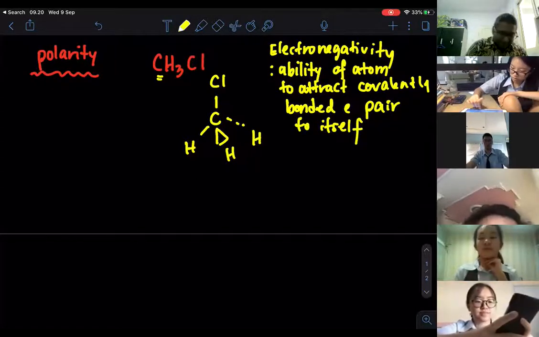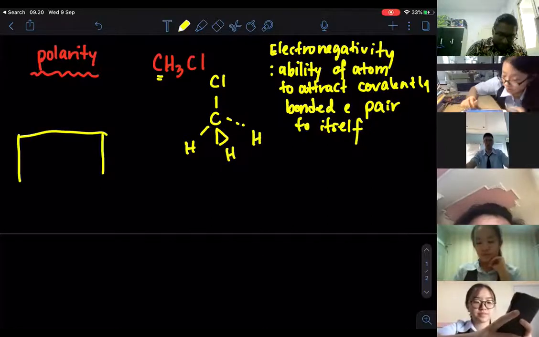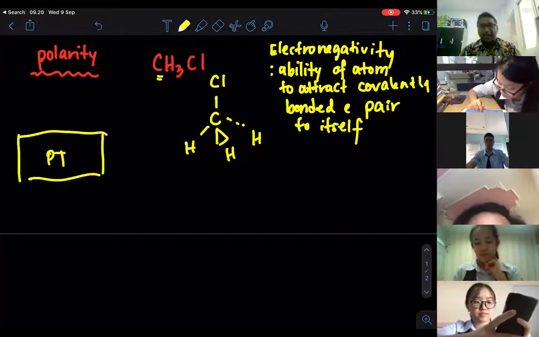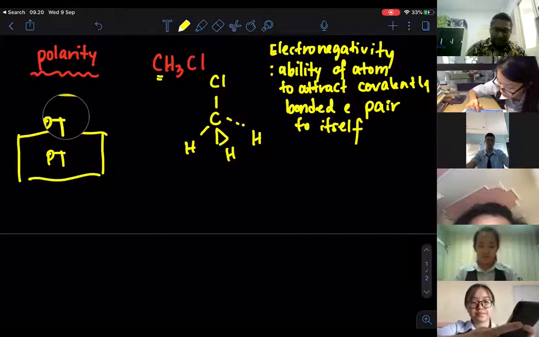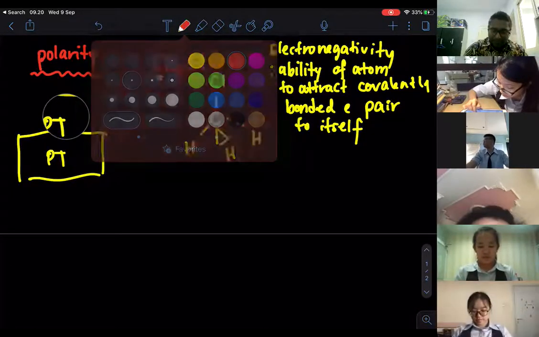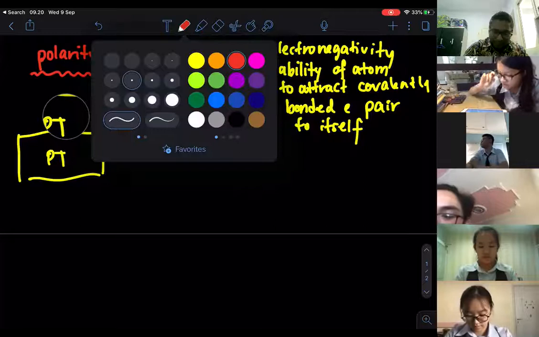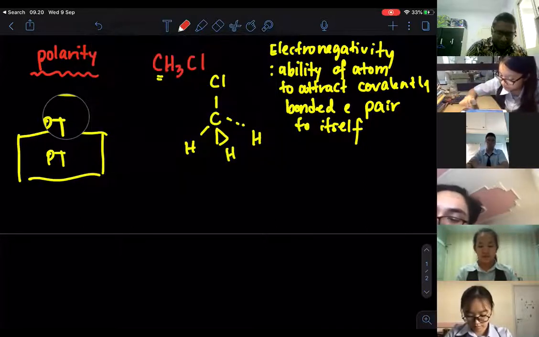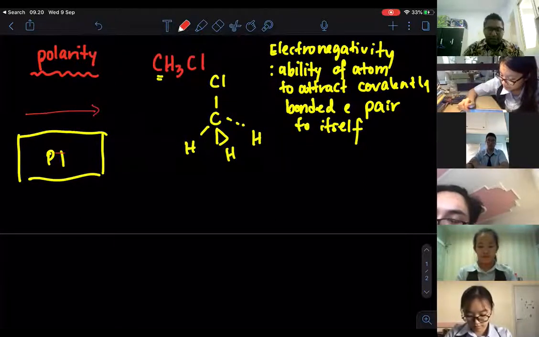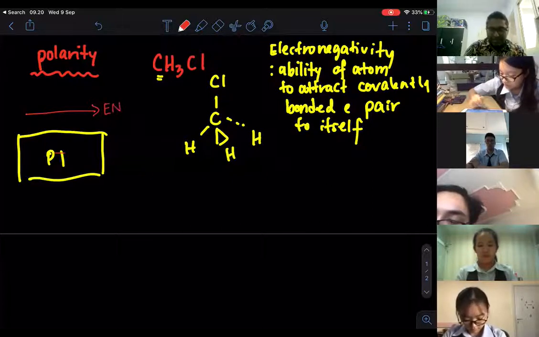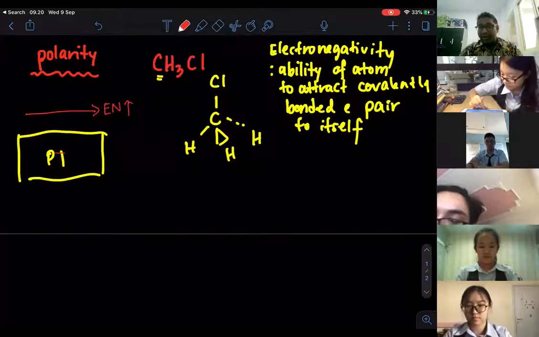And if you revisit the periodic table, I have already mentioned this in class. When we are going across the periodic table, the electronegativity will increase. Why? Increase in proton number. The shielding effect remains constant, so the nuclear charge is going to be more.